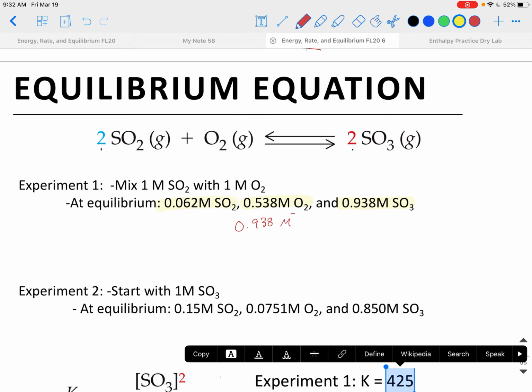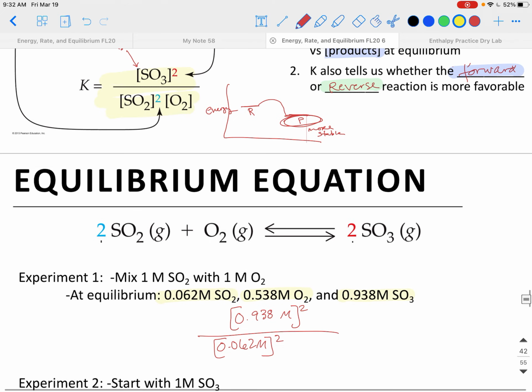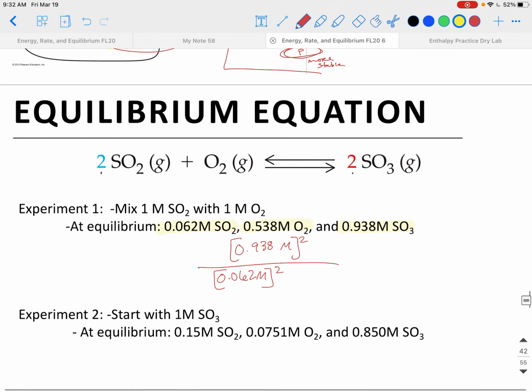0.938, square it. That's the SO3. Products on top, reactants on bottom. Then it goes 0.062 molar, and that's for SO2, and we square SO2. I'm rewriting this reaction right up here, plugging the numbers in. And then you have the concentration of oxygen.